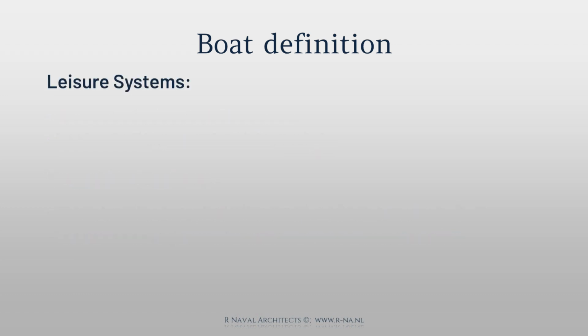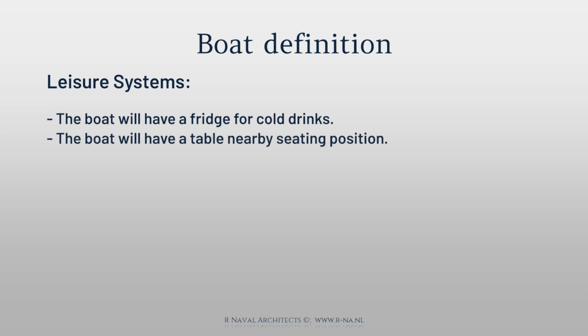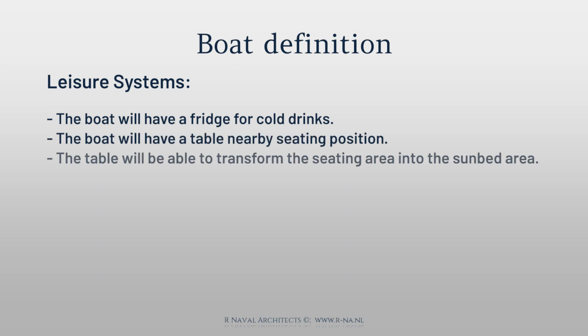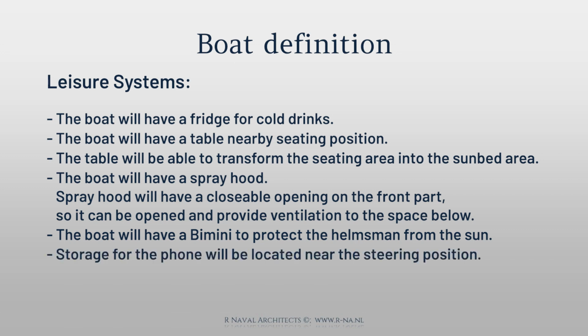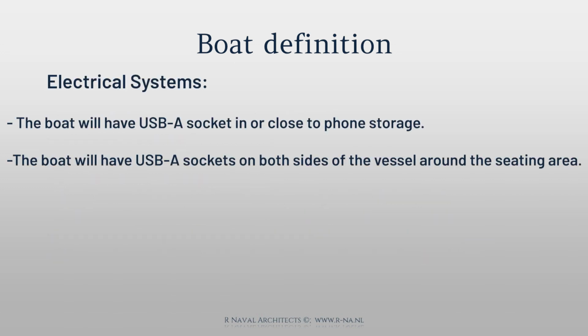We will have a fridge for cold drinks, a table nearby, and a seating position. The seating area will be able to be transformed into a sun bed area. The boat will have a spray hood, a bimini to protect the helmsman from the sun, and storage and charging for the phones, and that's it. So this is what we are designing.